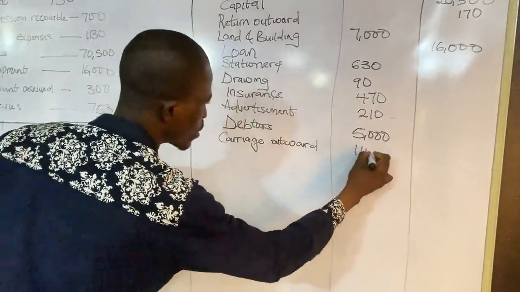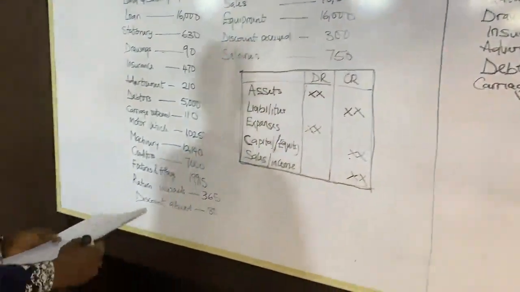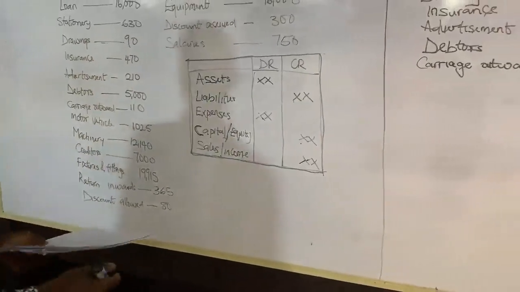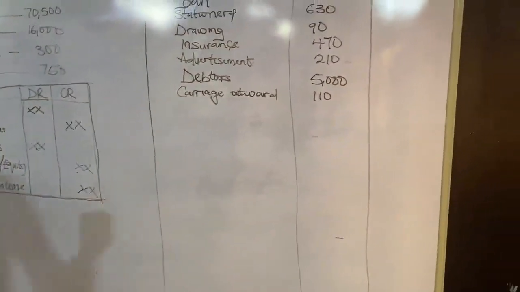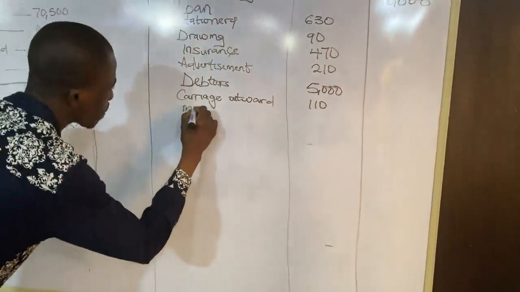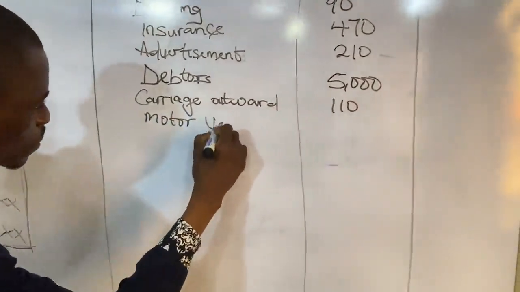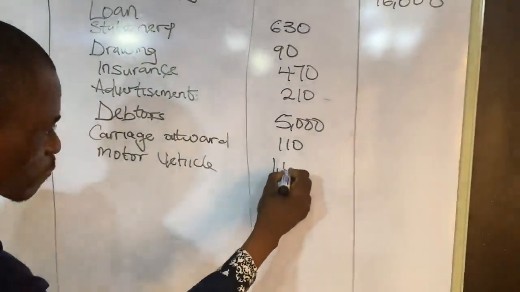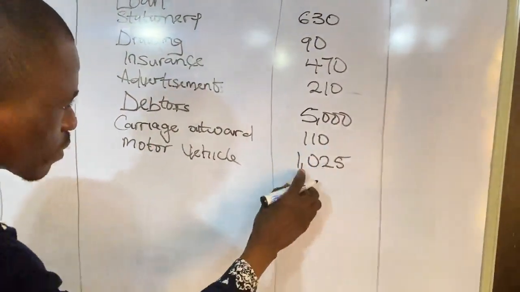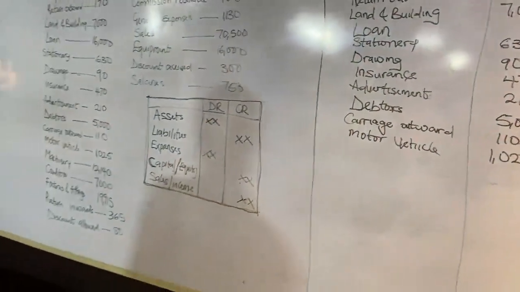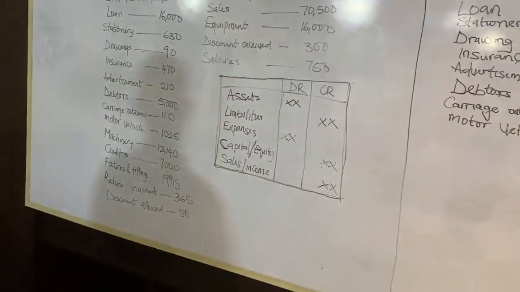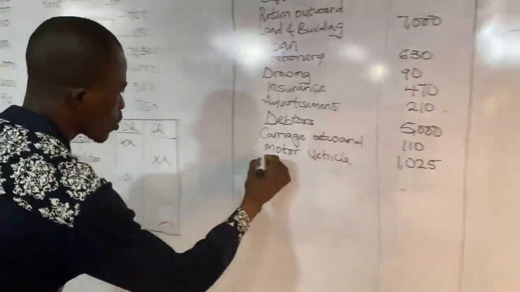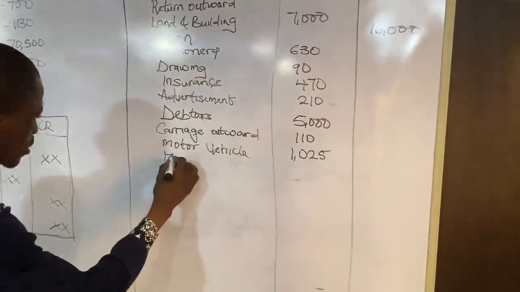110 naira. Motor vehicle. Motor vehicle is an asset, so it has to be on the debit side. 1,025 naira. Machinery is also an asset. Fixed asset is also an asset, so you put also machinery.